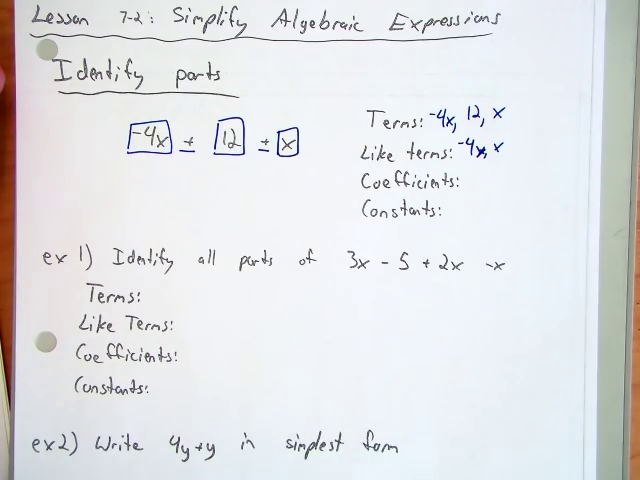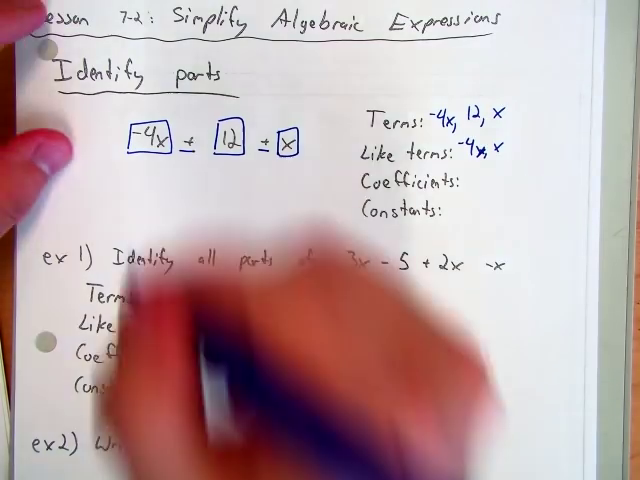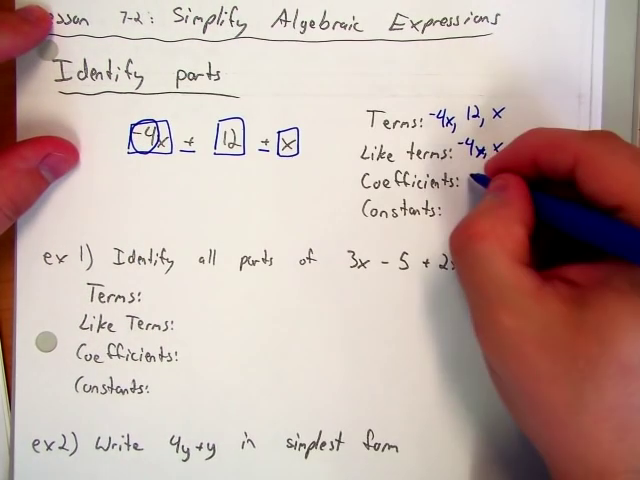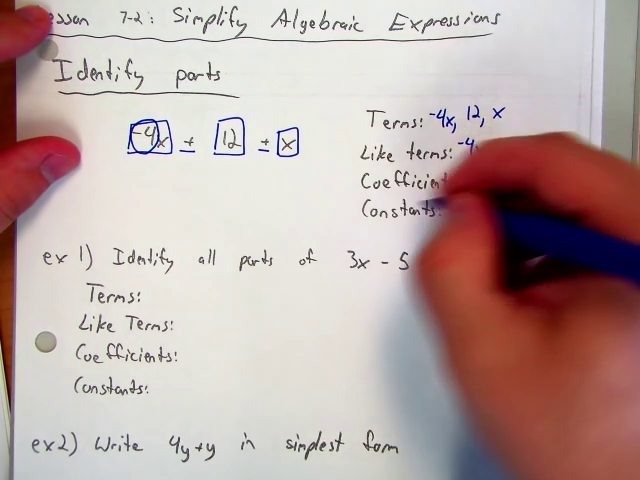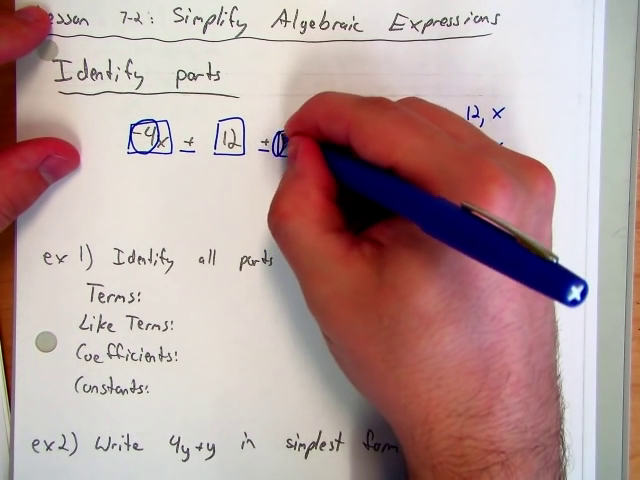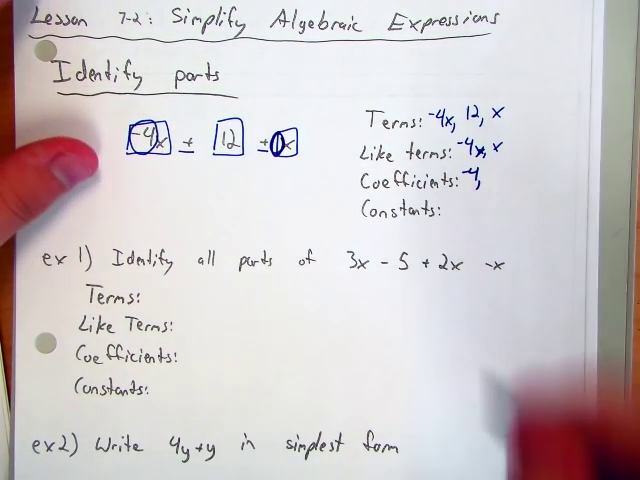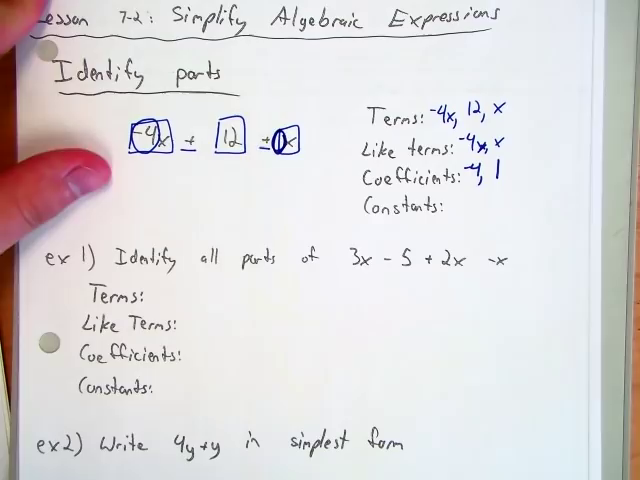Coefficients. These are numbers that are attached to the variables. So that'd be negative 4. And the other number is this number right here. Since there isn't a number there, but the variable is there, it is 1.